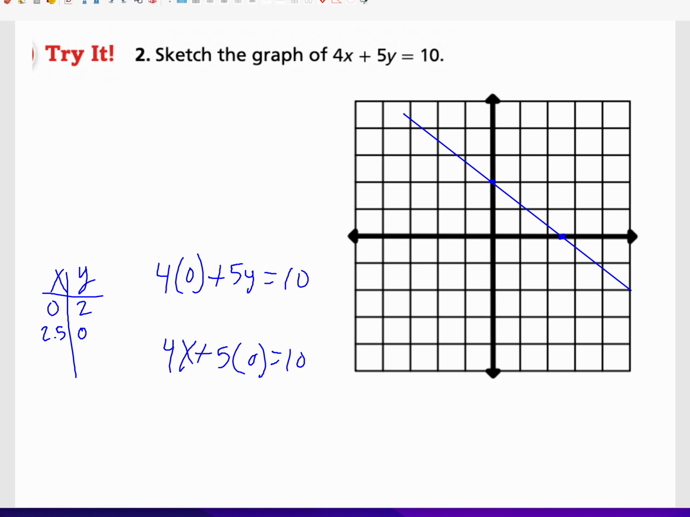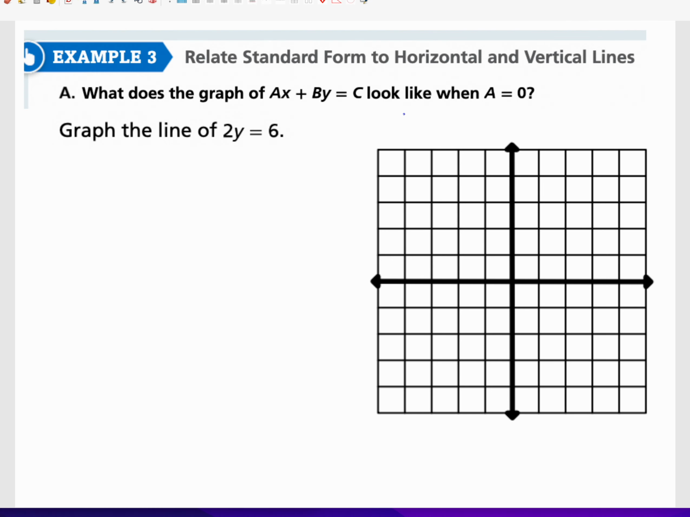Okay, you need to be able to find the intercepts. I know how to do it. You're going to have to find some intercepts at some point. All right, relate standard form to horizontal and vertical lines.